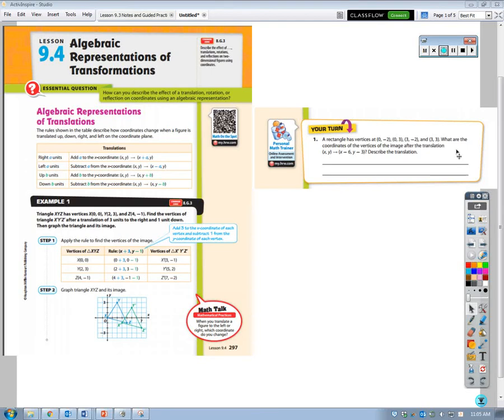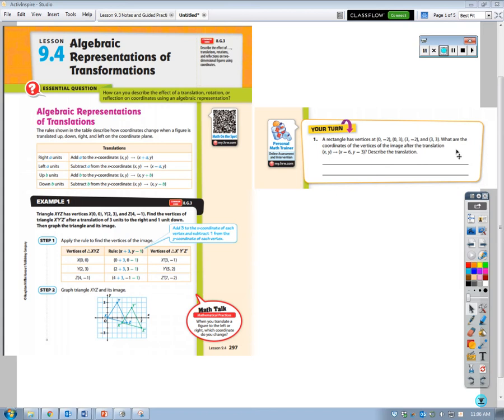All right, Math 8 students, we are doing lesson 9.4, which is Algebraic Representations of Transformations. So we're taking what we've learned about graphing, translations, reflections, and rotations and applying them to make algebraic rules of how to find the coordinates of our images after transformations.